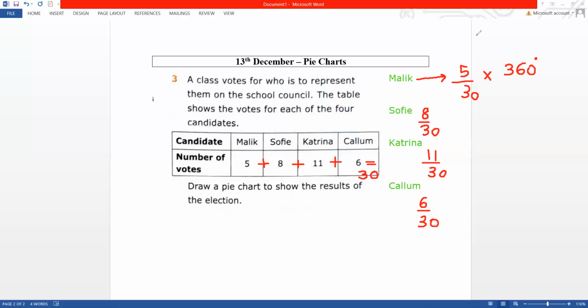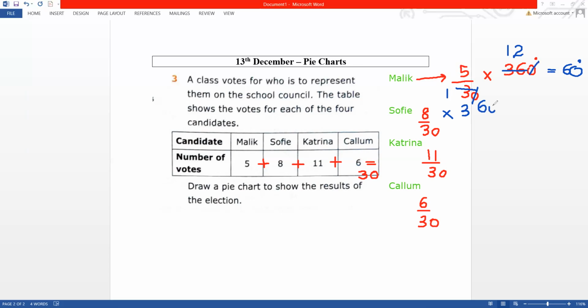Now I can cancel. I'll change the color. I can cut 10 to 10. Then I can take 3 times 1 and 3 times 12. So 12 times 5, I'm getting 60 degrees. That is for Malik. Then the same way I'm finding for Sophie, I'll take with 360.